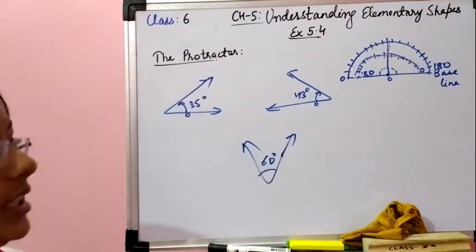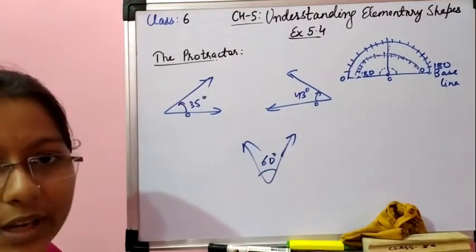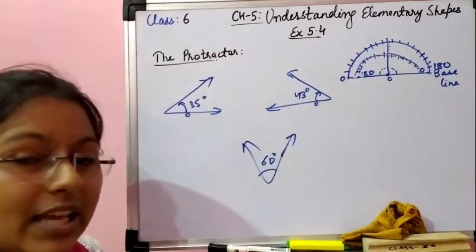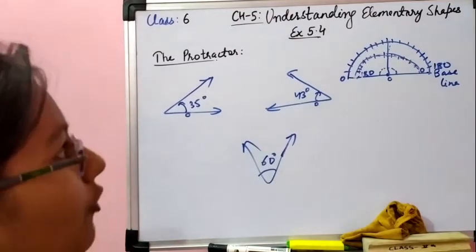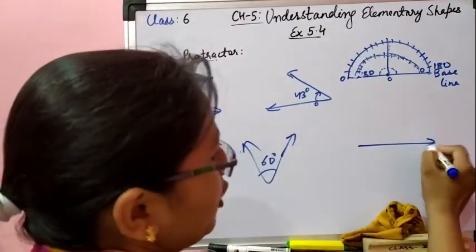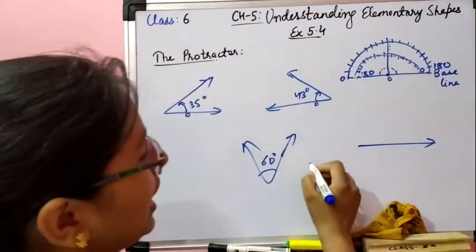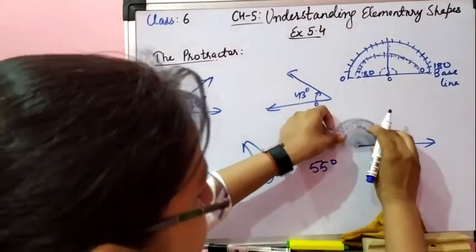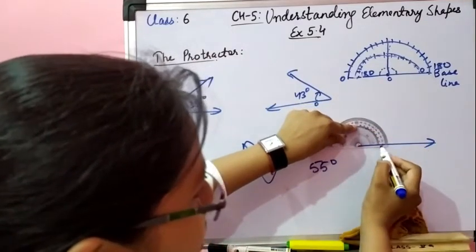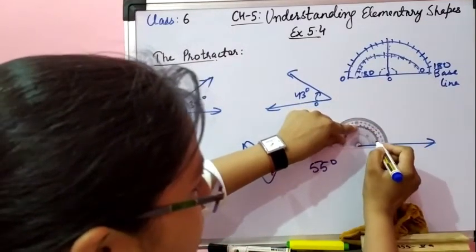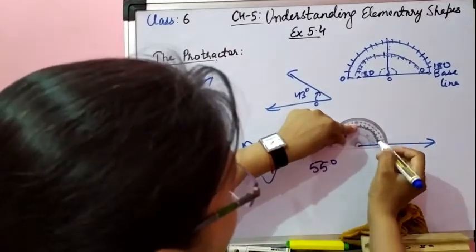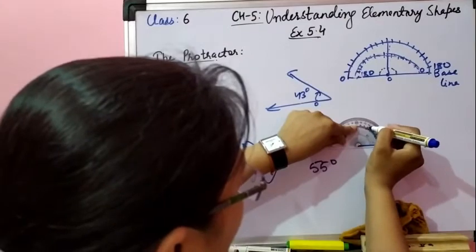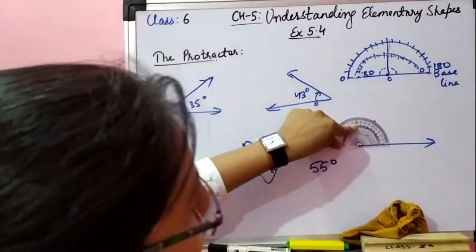So it's very important to learn how to look at the protector, how to measure the angles. If you learn how to measure the angles, then only you can draw the angles. For drawing the angles, first we will draw the baseline, and suppose I have to draw 55 degree. I will put the protector like this. Again 0 is coming on the inside. This is 0 for me. So inner angles I will see 0, 10, 20, 30, 40, 50 and this is 55. Marking I will put here.